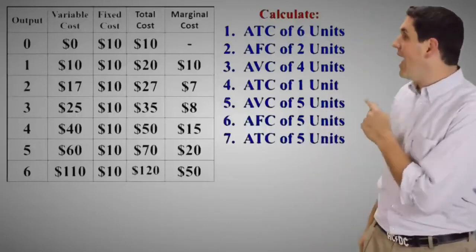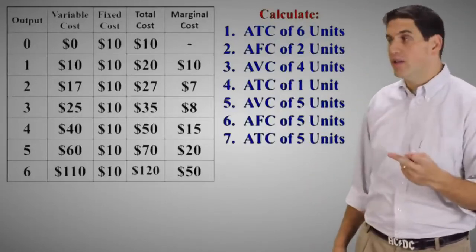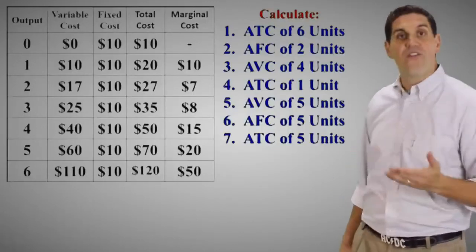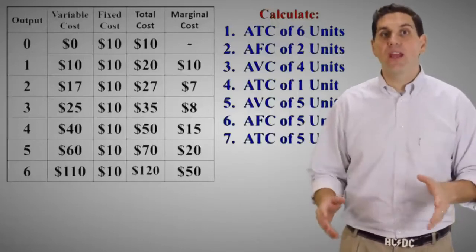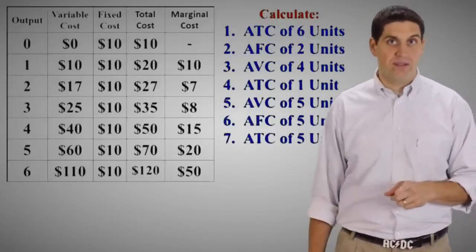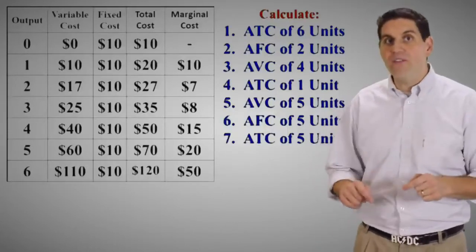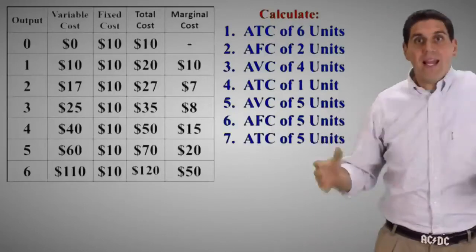I want you to calculate the average total cost of 6 units, the average fixed cost of 2 units, the average variable cost of 4 units, the average total cost of 1 unit, and calculate all three, the average variable, average fixed, and average total for 5 units. So go back to your paper, number 1 through 7, and make sure to calculate each one of these. Pause the video and I'll go over them.